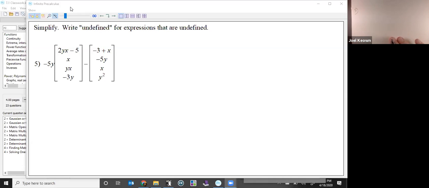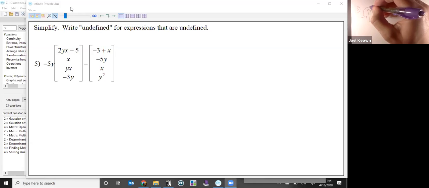All right. So number 5, I have -5y, 2yx minus 5, x, yx, -3y, -3 plus x, -5y, x, y squared. Okay. So first thing I need to do is distribute my -5y.